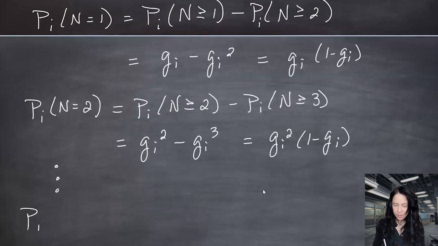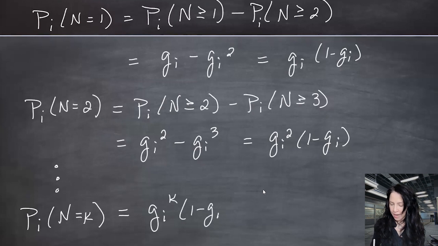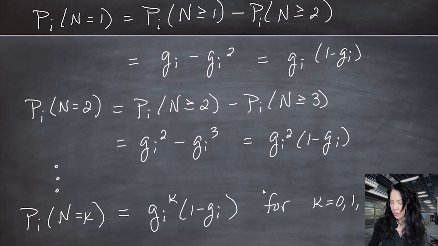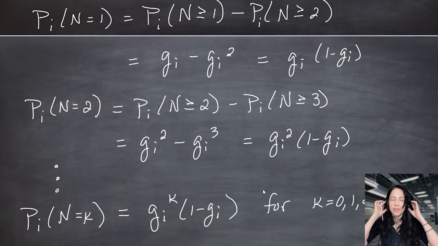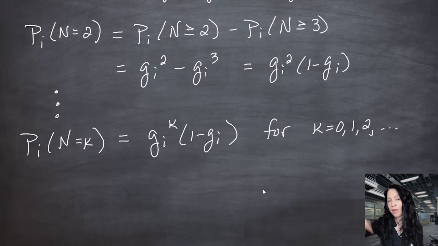The probability starting from I that the number of returns is equal to some k, where k can be any non-negative integer, is going to be GI to the k times (1 minus GI). And again, this holds for k equals 0, 1, 2, on up. And this is the geometric distribution. It doesn't look quite right, but what we're seeing here is a geometric distribution. The p is actually in place of the 1 minus GI.